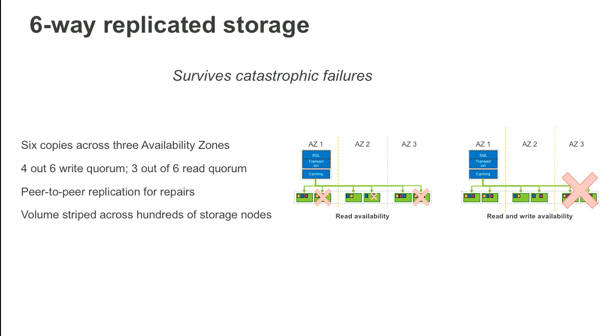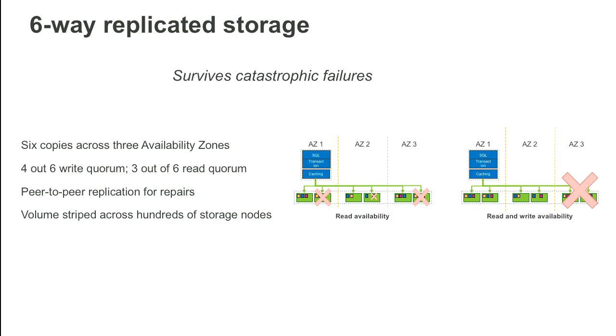In terms of read and write availability, we can lose a complete AZ and still be able to read and write data. But we want to be able to lose a complete AZ and lose one more node and still not lose data. So we have a 4 out of 6 write quorum. The read quorum is 3 out of 6.